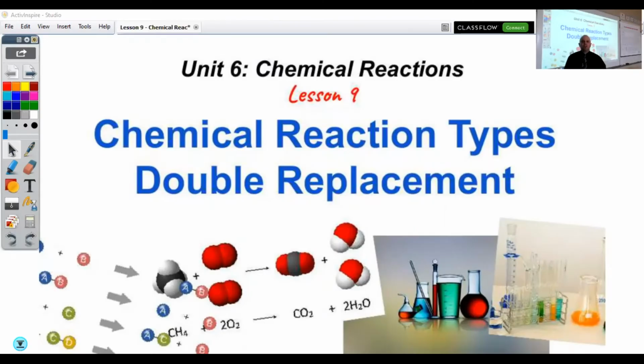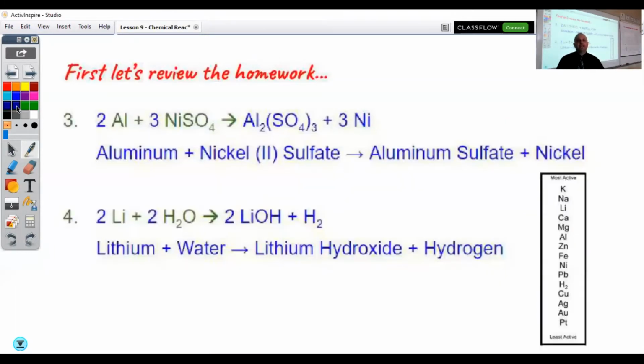Hello, everyone. Today we're going to talk about Lesson 9, double replacement reactions. You might remember that when looking at single replacement reactions, the very first thing that you should do is check the activity of each metal or non-metal against the activity series. So in this case, we're going to be comparing aluminum with nickel.